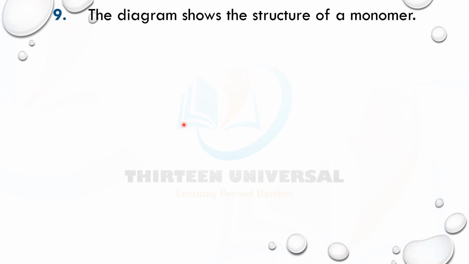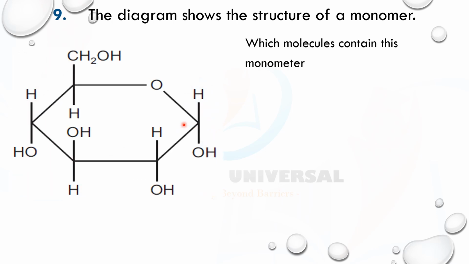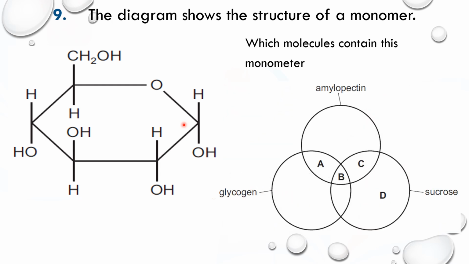Look at this. The diagram shows the structure of a monomer. Which molecule contains this monomer? Oh, I mistakenly clicked the answer. But let's see. What is this? This is alpha glucose. Why? The OH attached to the first carbon atom is below the plane of the ring structure. If you divide this into two, the OH attached to the first carbon is below. That's alpha glucose.